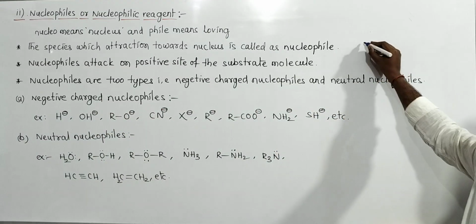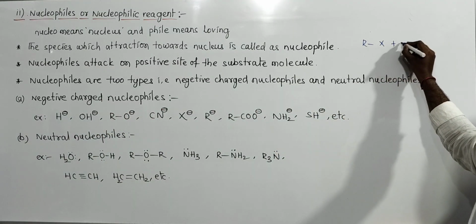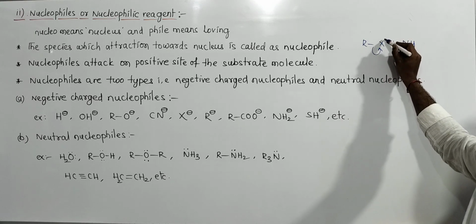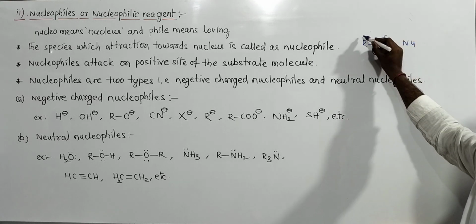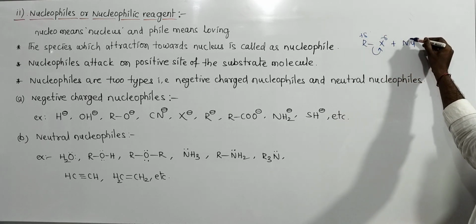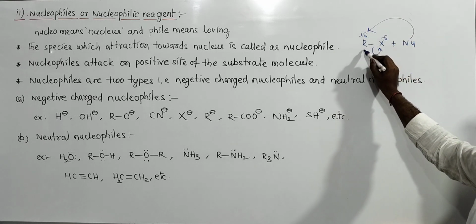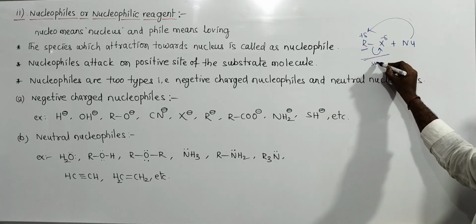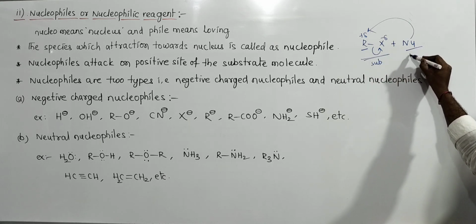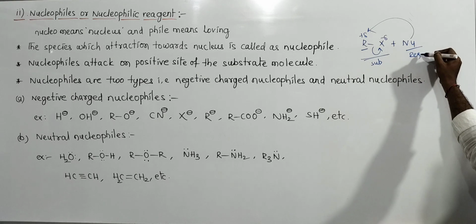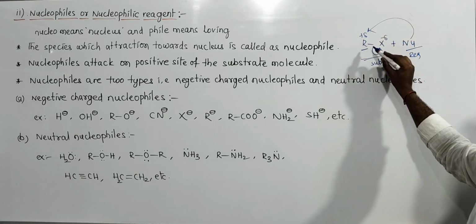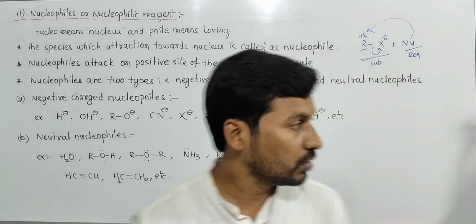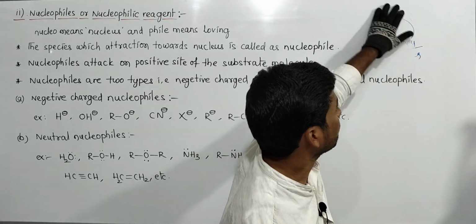Suppose this is the substrate, R-X. If X is more electronegative, then X becomes partial negative and R becomes partial positive. Now the nucleophile attacks the positive part of the substrate. So this is the substrate and the nucleophile is the reagent. A nucleophile is a reagent which attacks the positive site of the substrate. That is my point.